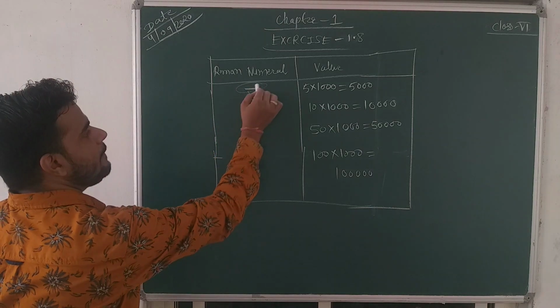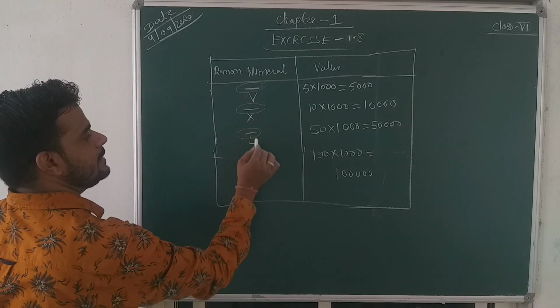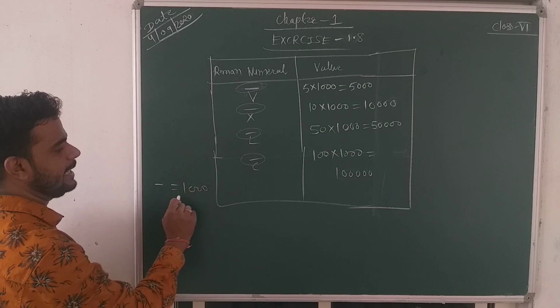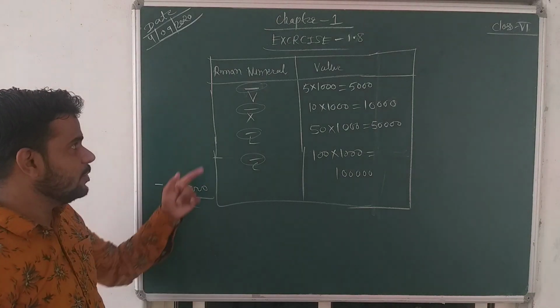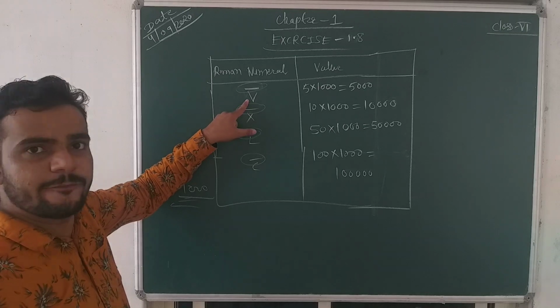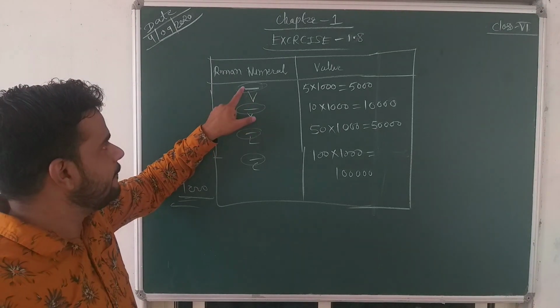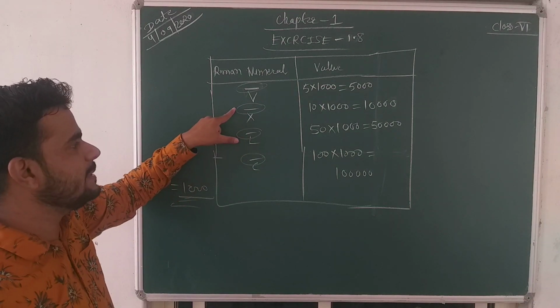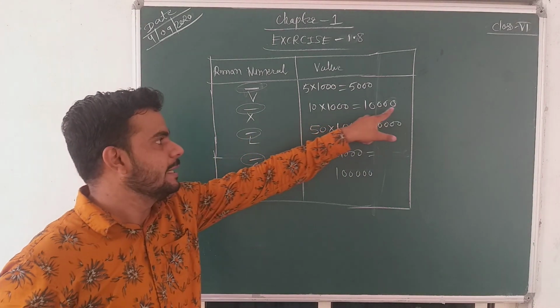This symbol is called bar, and bar means 1000. So V bar: V means 5 and bar means 1000, so 5 multiplied by 1000 is 5000. X means 10 and bar means 1000, so 10 multiplied by 1000 is 10,000.